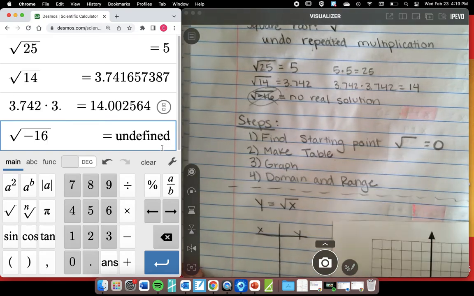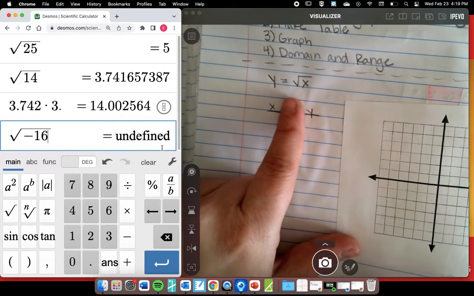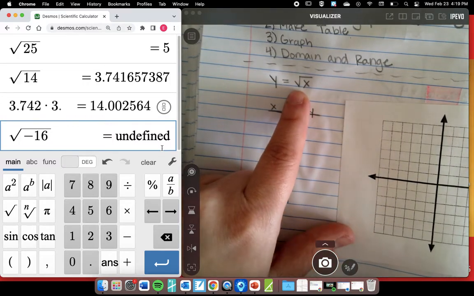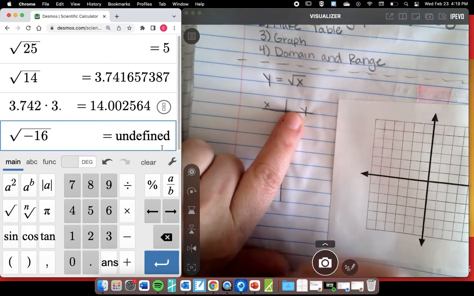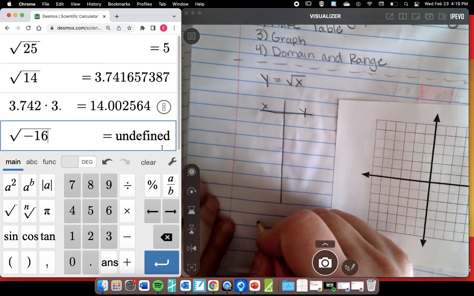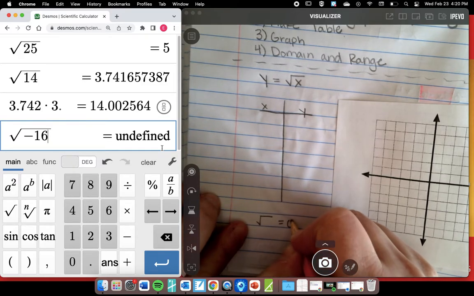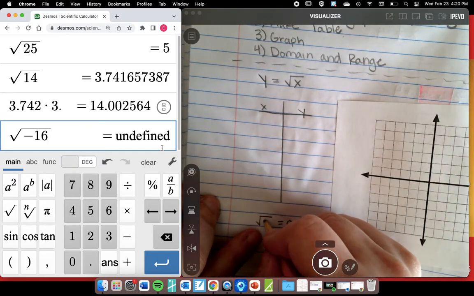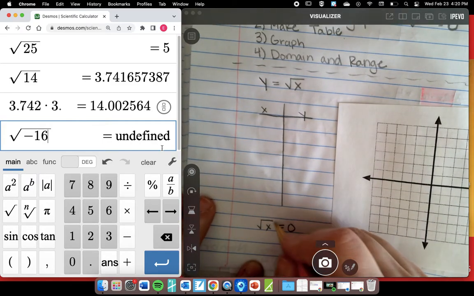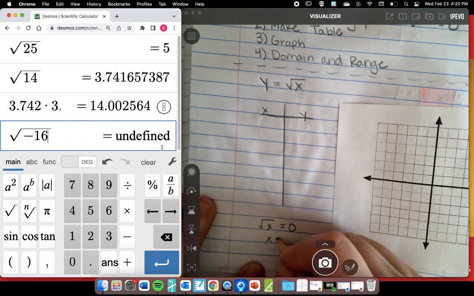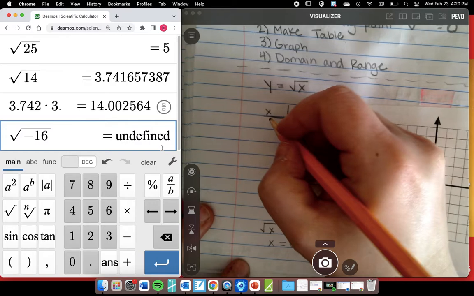All right, here we go with the first one. If you don't have a graph already, find a graph; we're going to glue that in. We have y equals the square root of x. First we find our starting point, which is when the square root equals 0. In the square root we have x, so we just get rid of the square root. We could undo it by squaring both sides, but we just get x equals 0. So my starting point is 0.